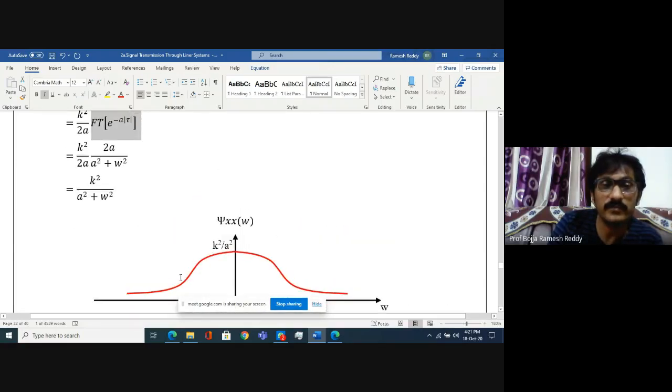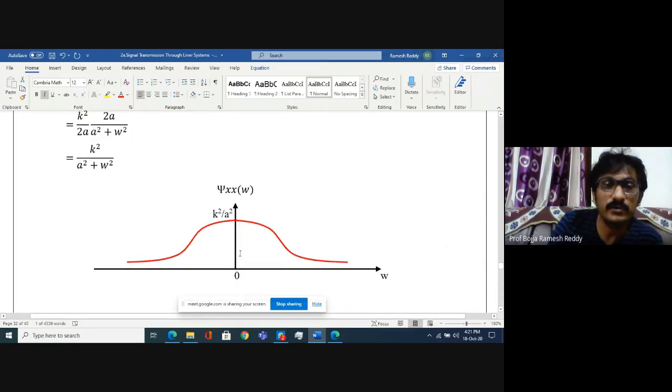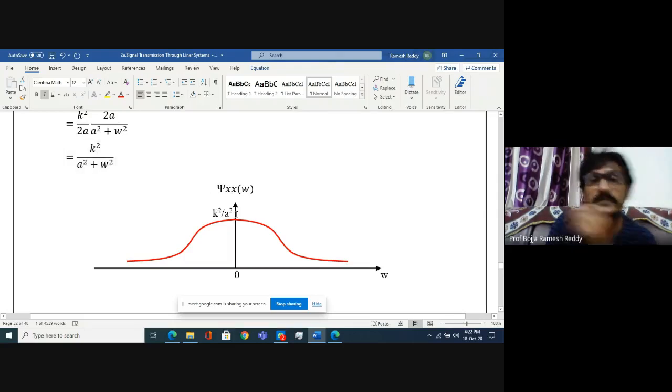Draw the graphical form. It is also even, symmetrical about the y-axis. At omega equal to 0, the amplitude is k square by a square, which occurs at the origin. After that, if omega increases, the amplitude decreases. It is a nonlinear shape that looks like a Gaussian function. It is also even, symmetric.